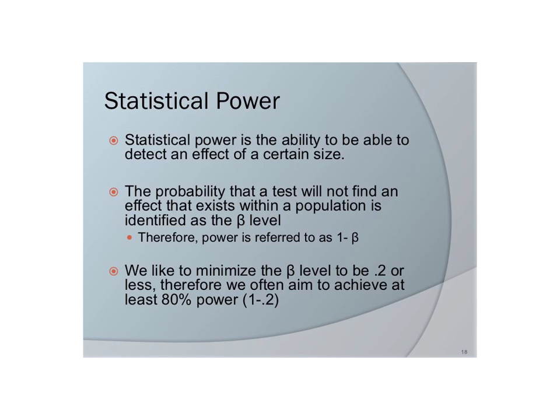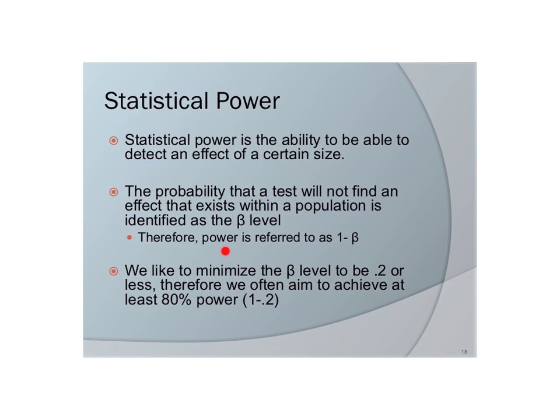So the probability that a test will not find that an effect exists within a population is identified as beta. Therefore, power is referred to as 1 minus beta. So think of this in reference to alpha versus beta, where alpha is the chance of making type 1 error, and beta is the probability that a test will not find an effect that exists within a population. Essentially, beta is the chance that you're going to commit type 2 error, or accept the null hypothesis.